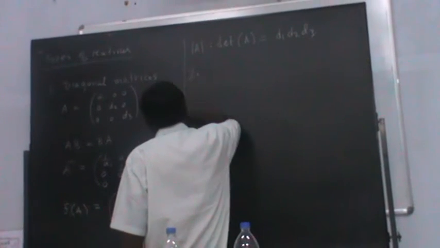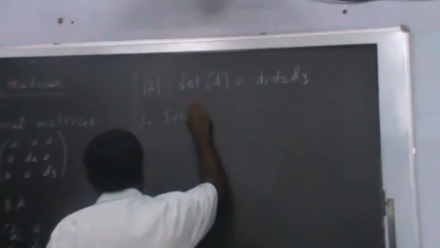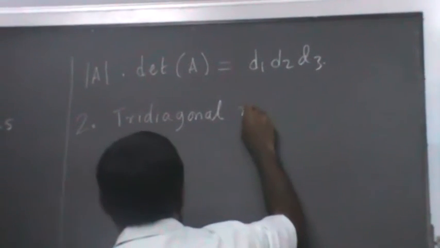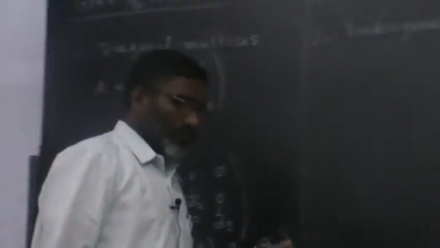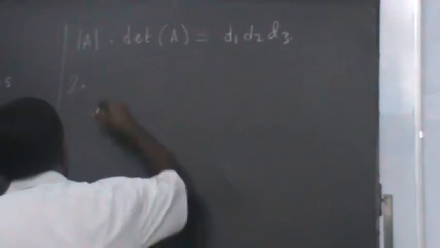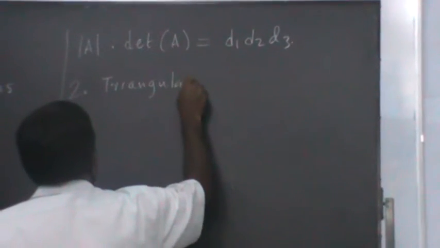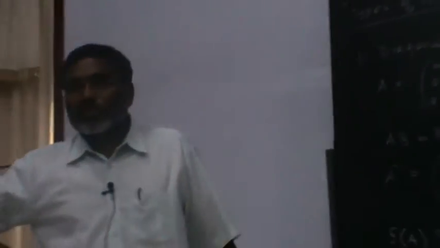So the next simplest type of matrices that we have are called tridiagonal matrices. Okay, sorry, I think tridiagonal matrices are not really important. Let me talk about triangular matrices. Tridiagonal matrices are important in numerical analysis, but anyway, they are not very important here.